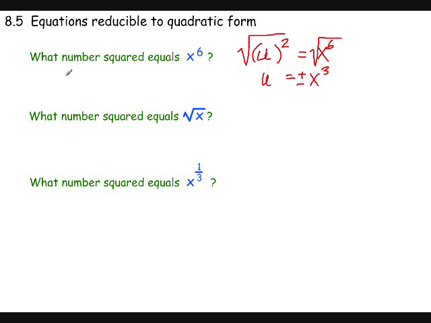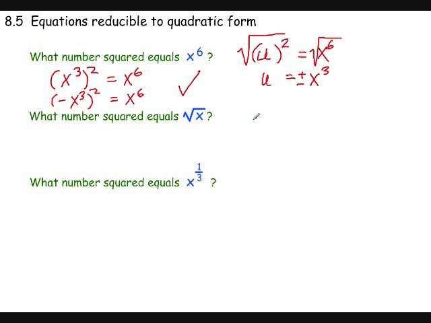Let's test that. If I have a positive x cubed and I square it, remember, power of a power, we multiply the exponents. So that works. And what if I had negative x cubed squared? Well, when I multiply these two negatives together, they become positive. Check.